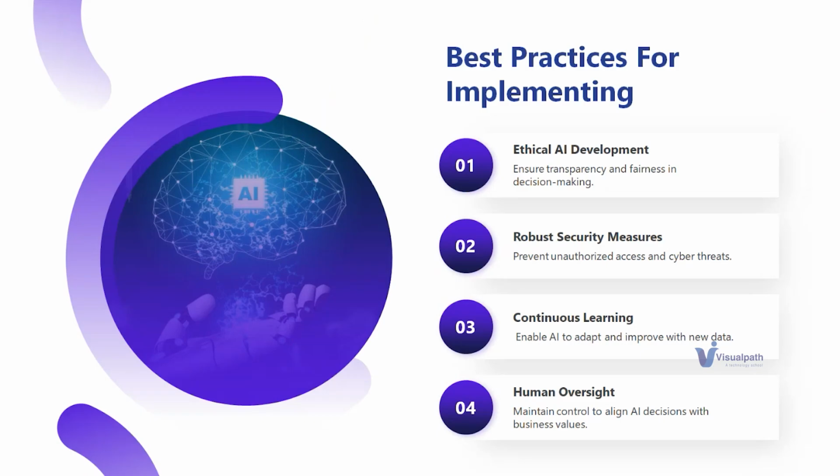These are the best practices for implementing agentic AI techniques, starting with ethical AI development. Whatever agentic AI solutions we develop, we should involve certain guardrail implementations to check language profanity and all these things. Robust security measures, continuous learning. We have to introduce reinforcement learning and human feedback to make sure the agentic AI system learns continuously from its mistakes, and also control human oversight.